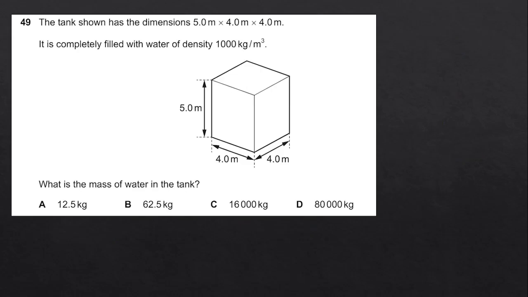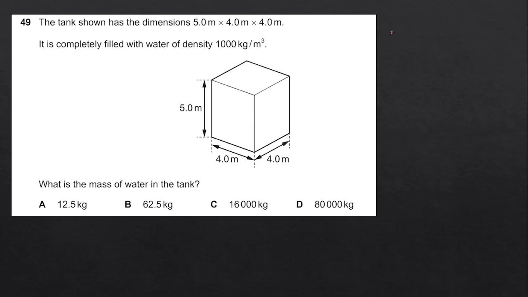Let's look at question 49. The tank shown has the dimension of 5.0 meter times 4 meter times 4 meter. It is completely filled with water of density 1000 kg per meter cube. What is the mass of the water in the tank? So now we have a tank which has the length, breadth and height as shown in the figure. We also know the density of water. We have to calculate what is the mass of water.